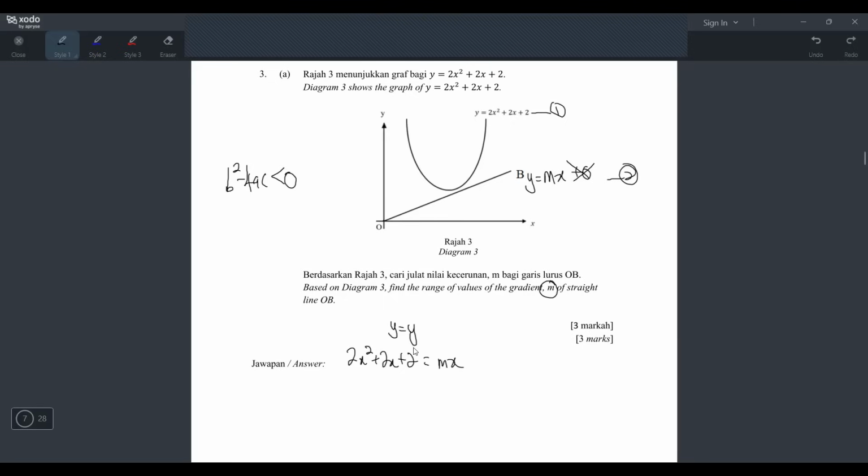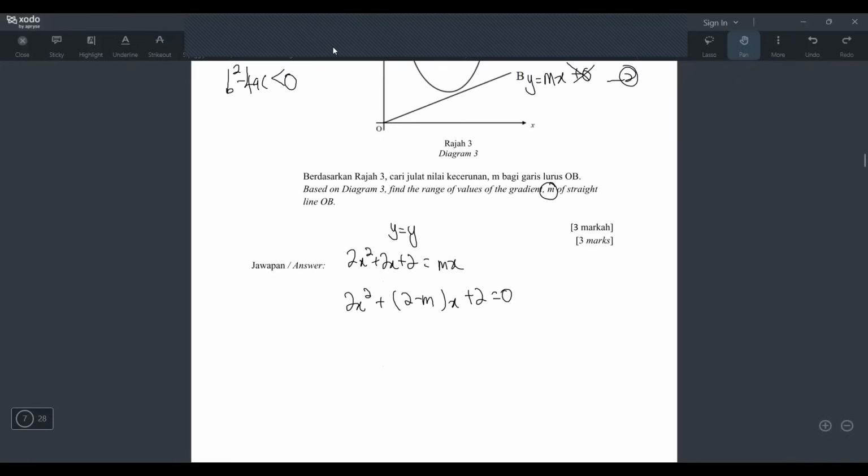And then now I will just arrange it into general form: 2x squared plus 2x minus mx, but I straight away take out the x like this, right? And then plus 2 equals 0. And now it's already general form. Now I can do b squared minus 4ac smaller than 0. Why smaller than 0? Because this curve and this line do not touch, right?